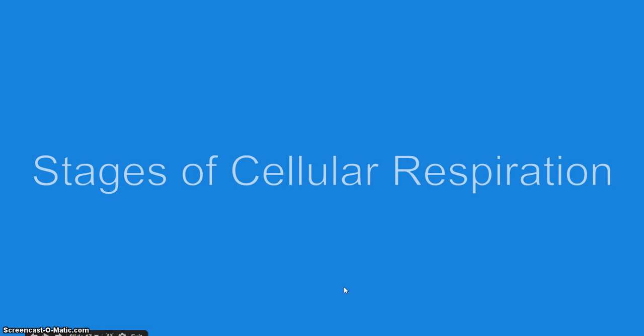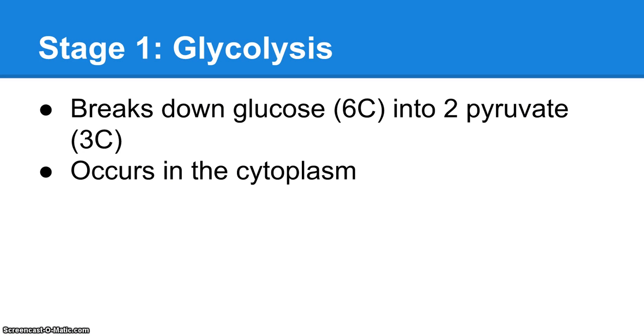Okay, so the stages of cellular respiration. So we've talked all about respiration. We know the theory of respiration. Now let's get to what actually is cellular respiration. So stage 1, fairly simple. This is where the glucose comes into the cell, and this is glycolysis. It's going to break down the glucose, the 6C, into 2 pyruvates, and it occurs in the cytoplasm. Everything else is going to occur in the mitochondria. Remember, we talked about the mitochondria being the powerhouse of the cell. This is going to be the next step.